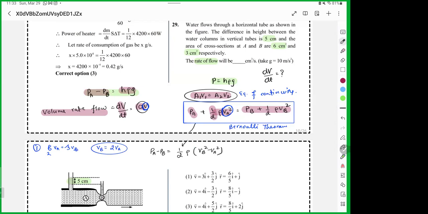Make sense, guys? And pressure A minus B is equal to H rho G, correct? So H rho G is equal to half rho. What is VB? Double of VA. Its square will be 4VA square minus VA square. It means it will be 3 by 2 rho VA square. Right? Any doubt?